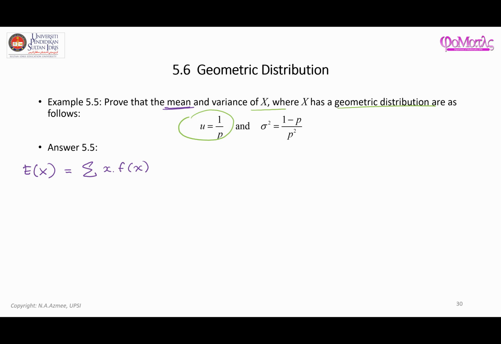So what is f(x)? When it has a geometric distribution, the probability function is given by p times (1 minus p) to the power of x minus 1. And we know that in a geometric distribution, the values of x begin from 1, 2, 3, and can go on indefinitely.